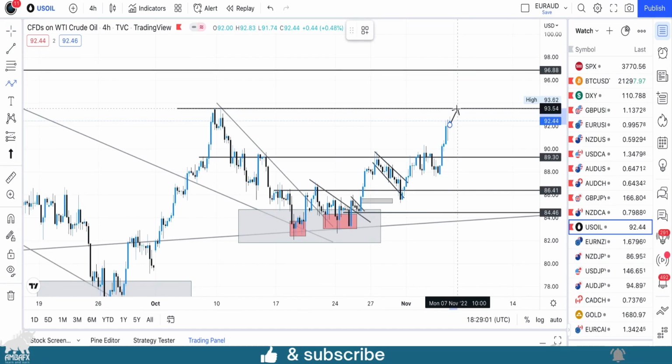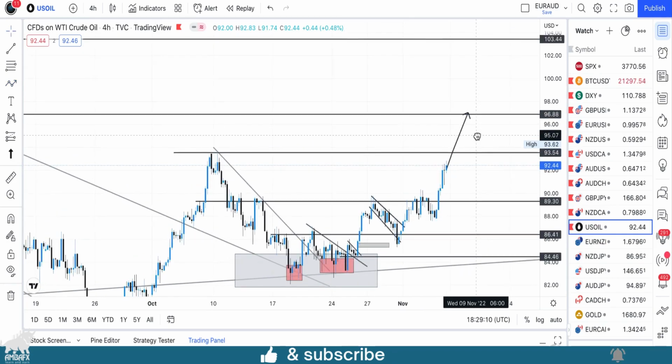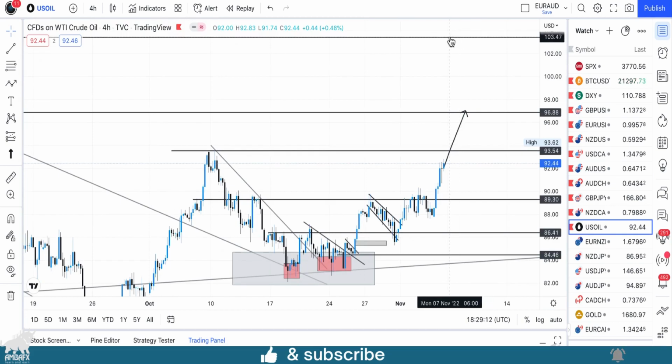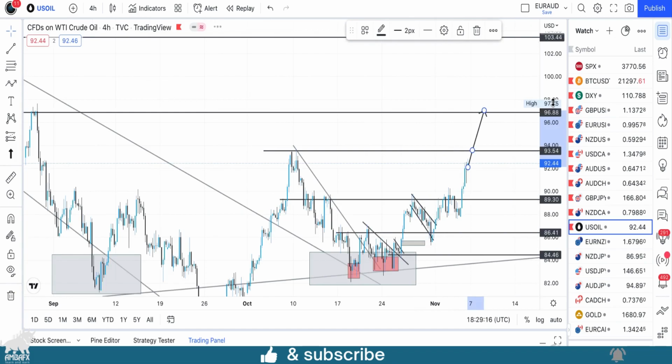So this is the first target. Our first target has been hit. This is the second target. Then this is the third one. Then our last one is at 103. So if it breaks this particular level, we are going to 103.